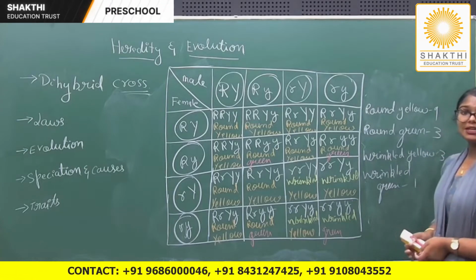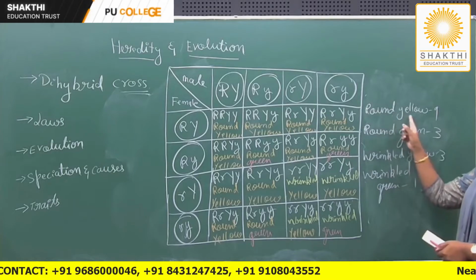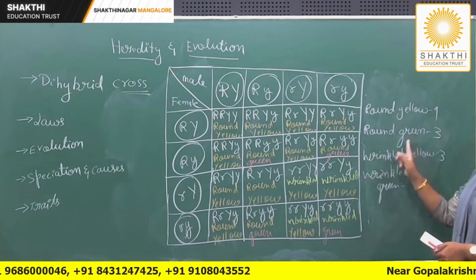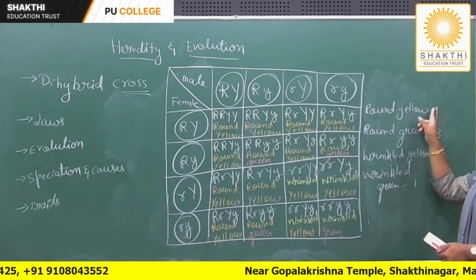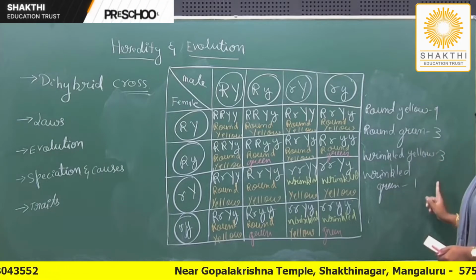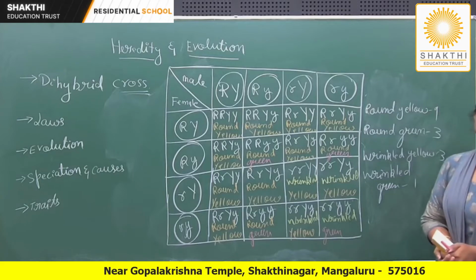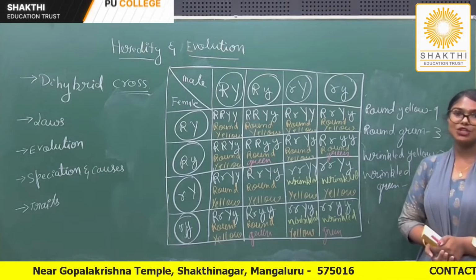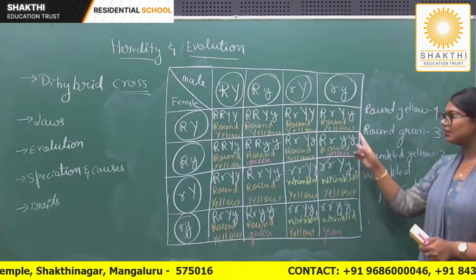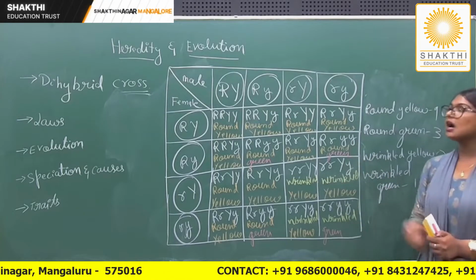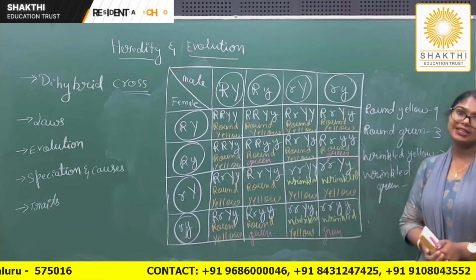So what is the ratio, students? Round yellow is to round green is to wrinkled yellow is to wrinkled green. We have 9:3:3:1. Very, very important, students. The phenotypic ratio is 9:3:3:1. If you have done the cross properly, however you do it, you will always get this ratio.